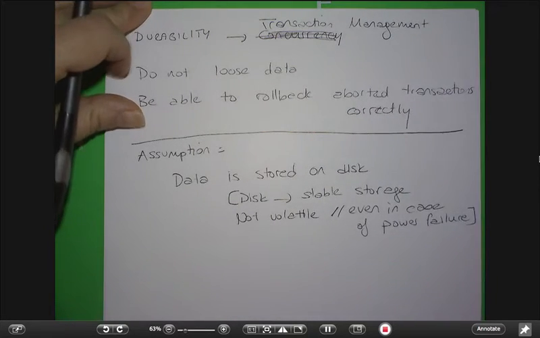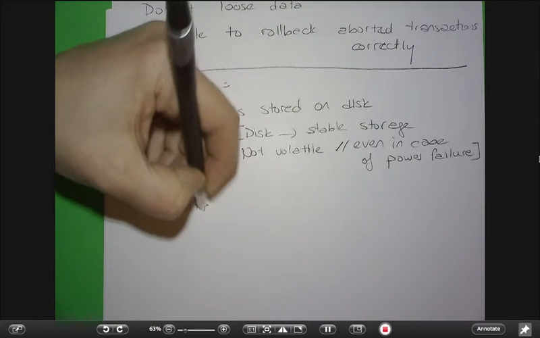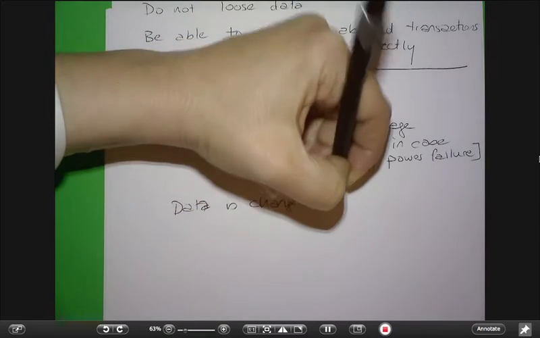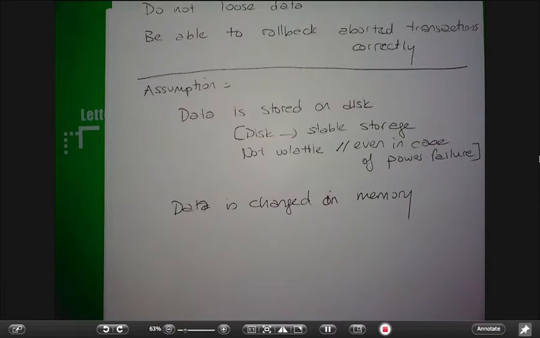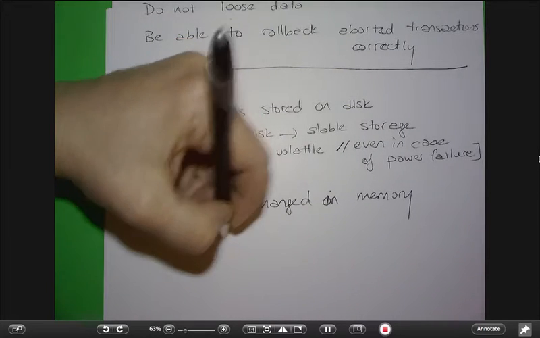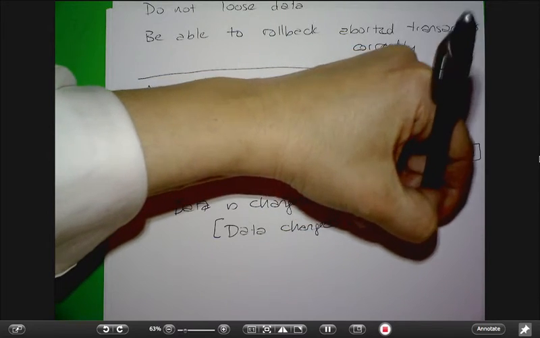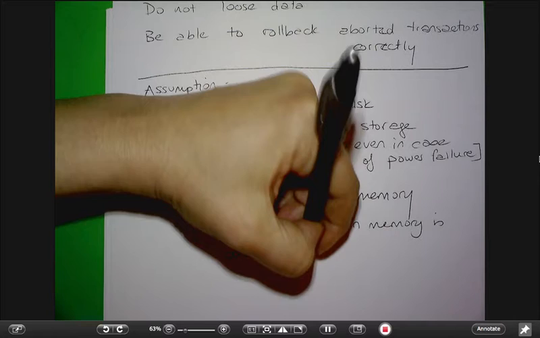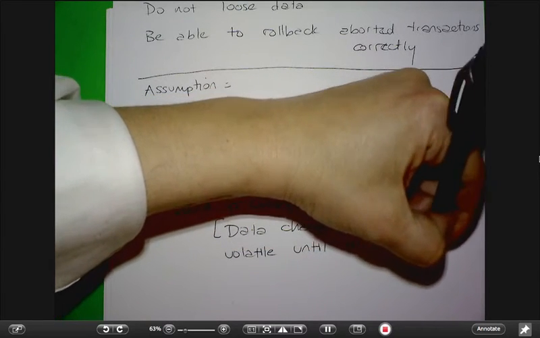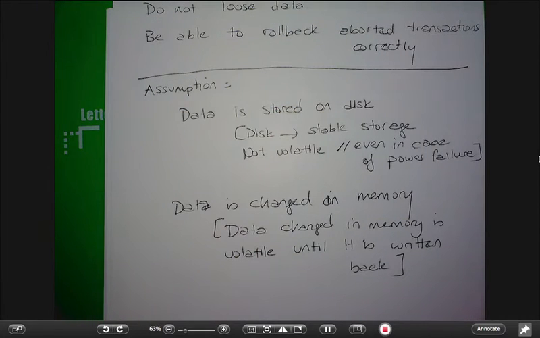But of course, to do anything with data, you have to read it into memory. So you read it in memory, you change it in memory, and until you write it back to disk, that data is volatile, right? If in fact power goes off, or somebody trips on the cable, or something happens, that data is volatile, right? So data changed in memory is volatile until it's written back. Okay. It sounds really inane, but are you with me so far?